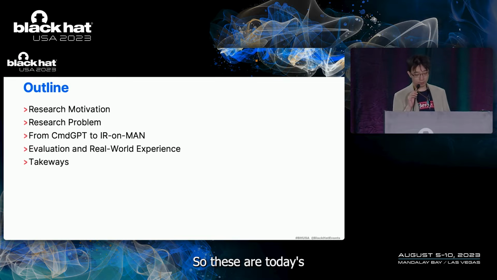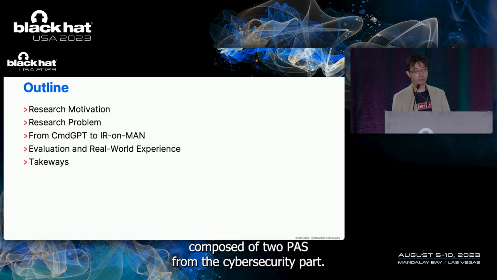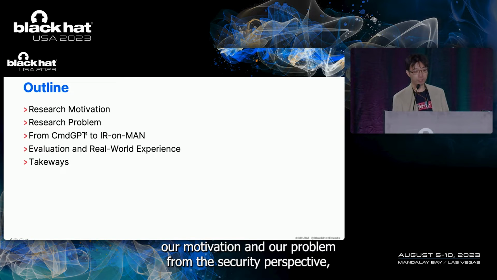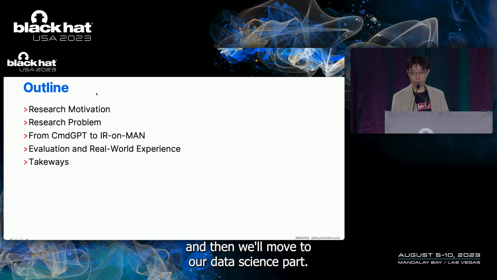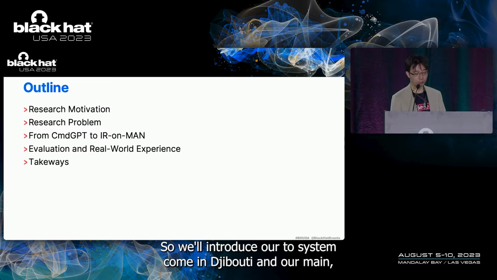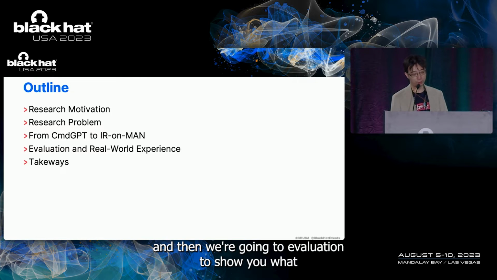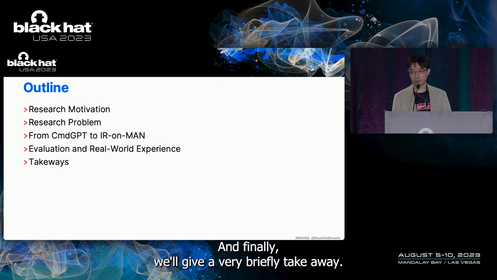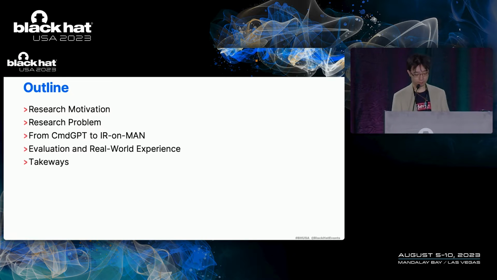So this is today's outline, and our research is composed of two parts, the cybersecurity part and the data science part. The first part will go through our motivation and our problem from the security perspective, and then we will move to our data science part. So we will introduce our two systems, Command GPT and IRonMAN. And then we'll go to the evaluation to show you how we can use this system to analyze real-world incidents. And finally, we will give a very brief takeaway.